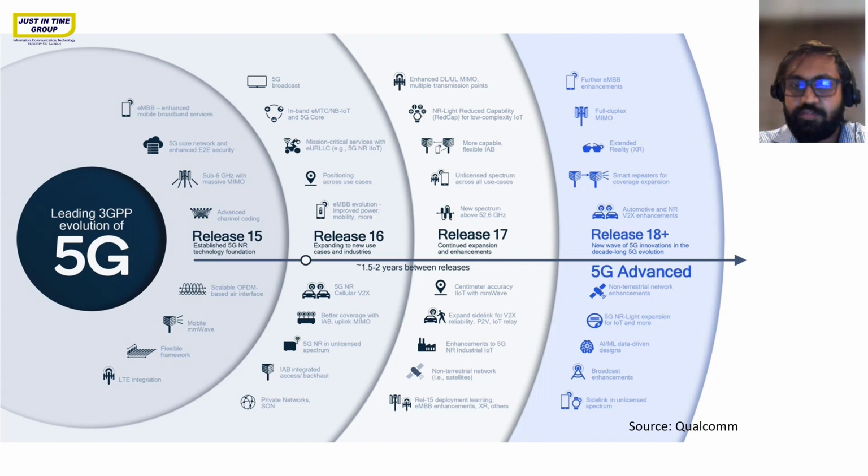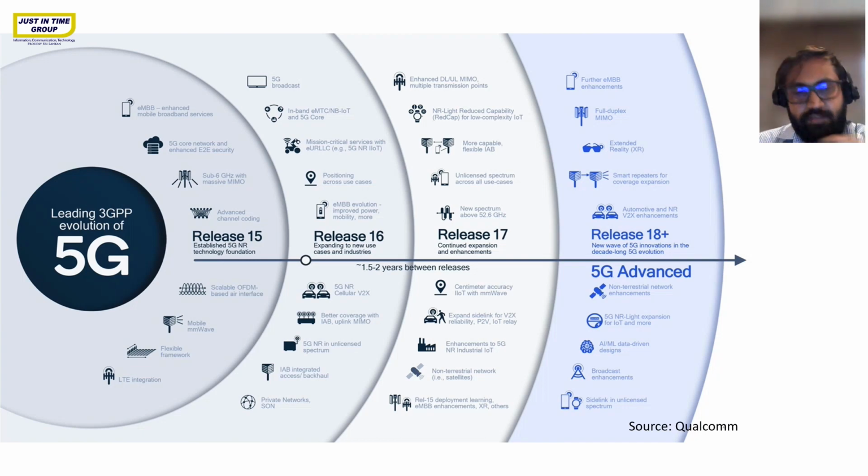With release 18, we're going to see more new advancements in fifth generation non-terrestrial networks, and also related to extended reality and all those things. So the specifications are under review and in development. By release 18, we can call it 5.5G or 5G advanced. So we are currently in that space.